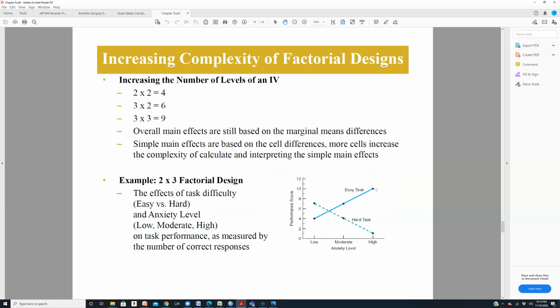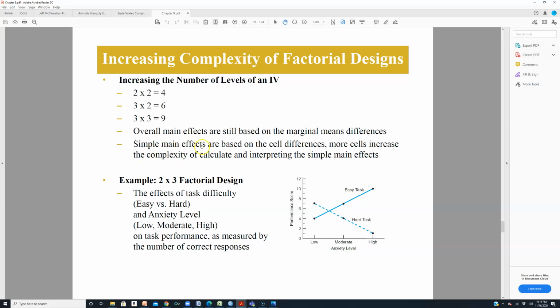Okay. So when I increase the number of levels in the IV, my matrix gets bigger. It tells me there are more conditions. If I do a 2 by 2, remember I multiply those, that tells me it has 4 conditions. A 3 by 2 tells me I have 6 conditions. A 3 by 3 tells me I have 9 conditions, right? So I'm still going to look at the marginal means for each of these to analyze my main effects.